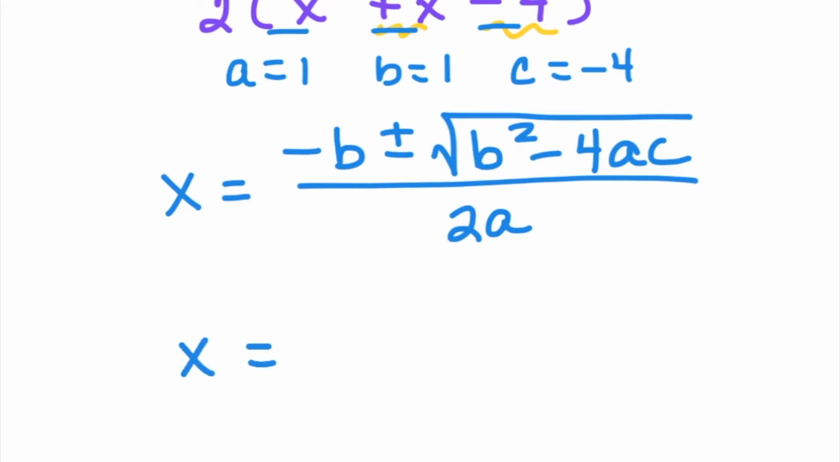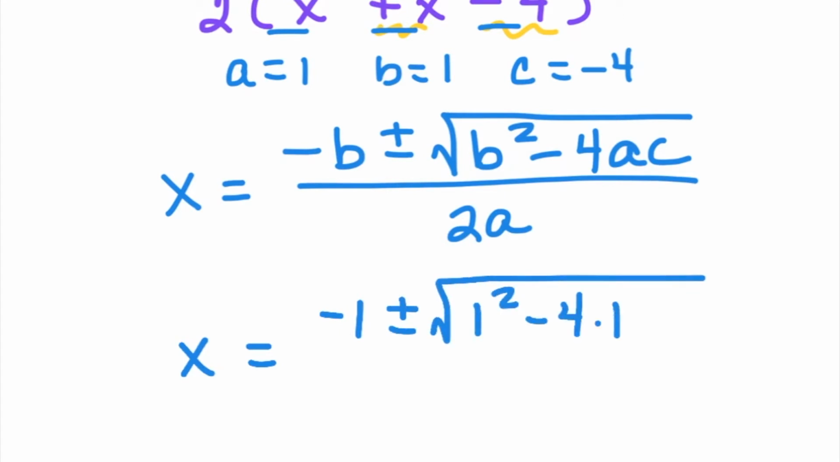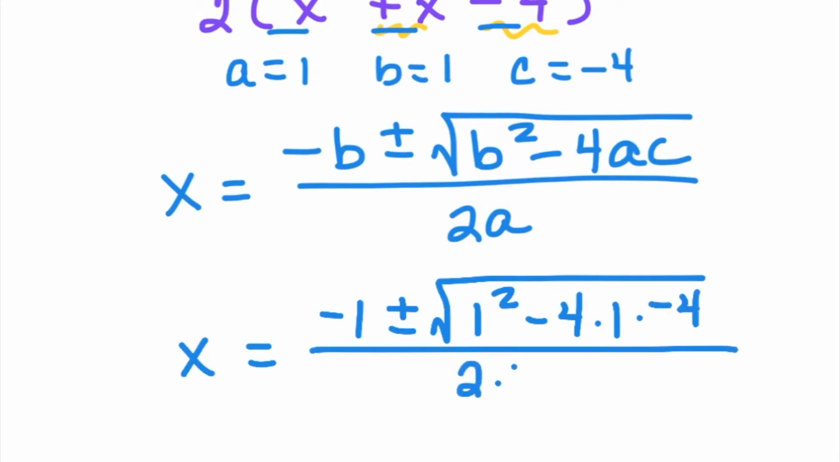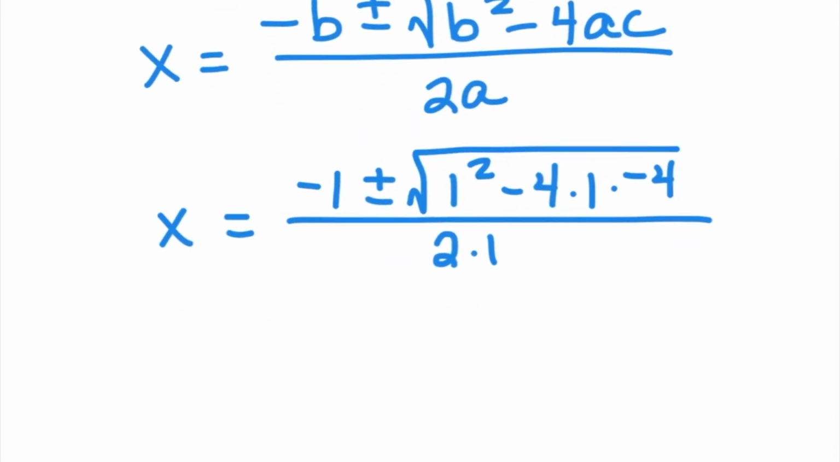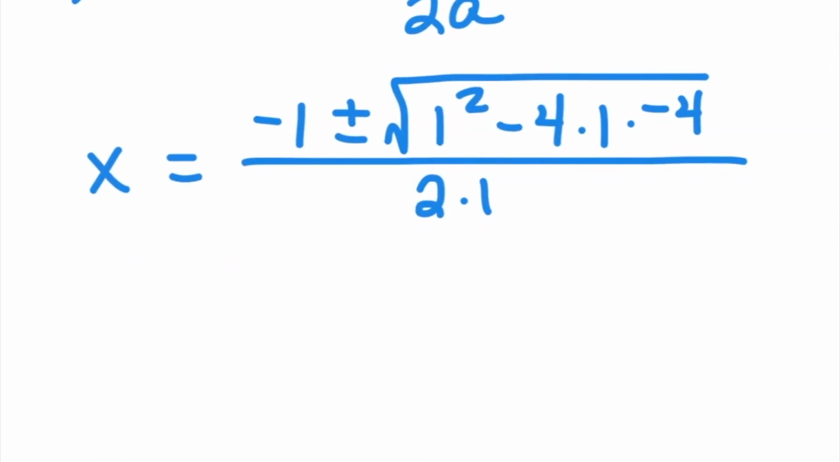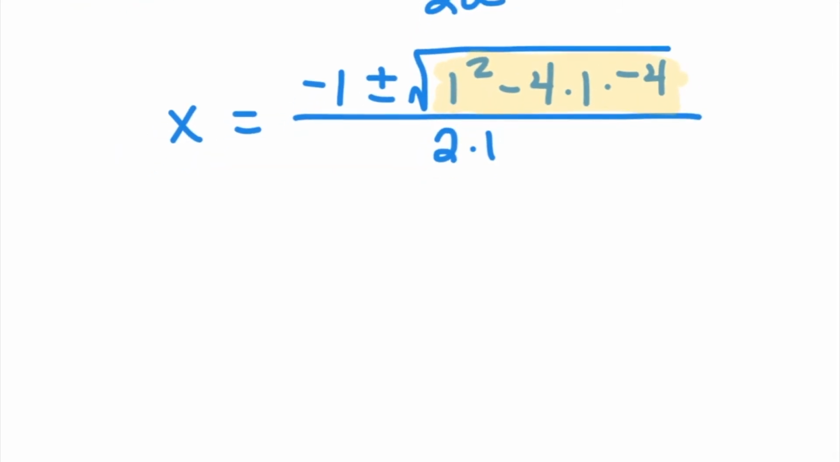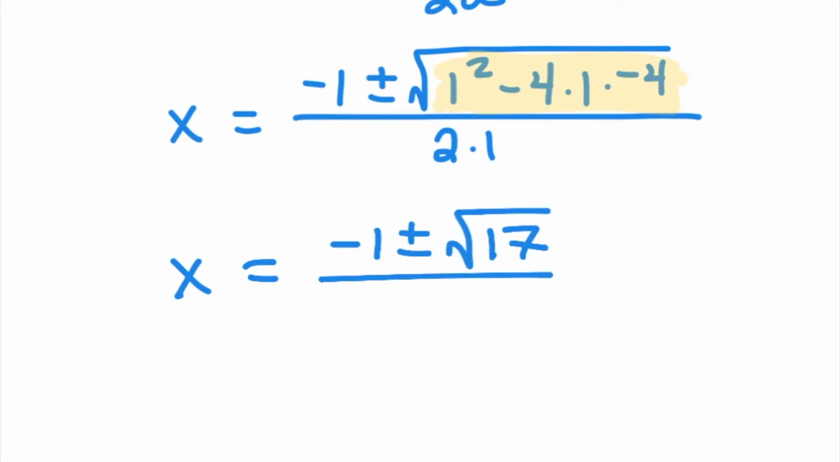So x equals negative 1 plus or minus radical 1 squared minus 4 times 1 times negative 4 all over 2 times 1. And the next thing that I would simplify here is just what's inside of the radical. And so just go ahead and type that into your calculator as is, and you should get 17. So now you've got negative 1 plus or minus radical 17 all over 2.